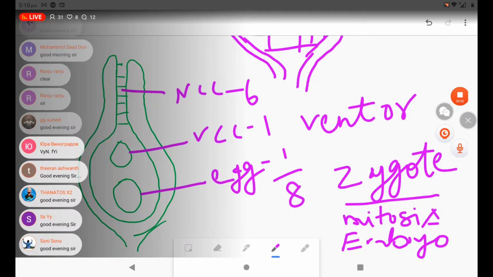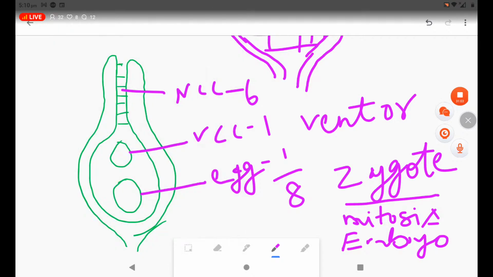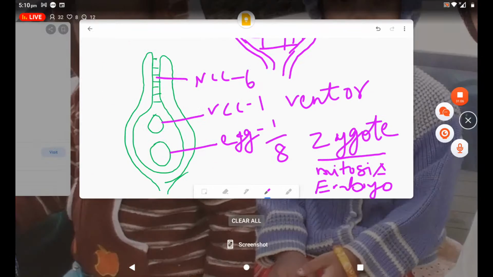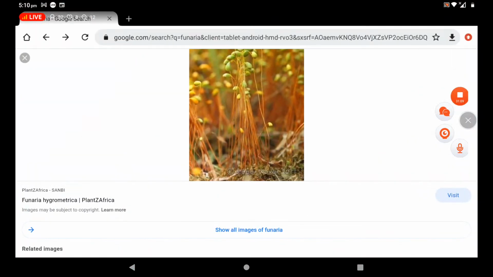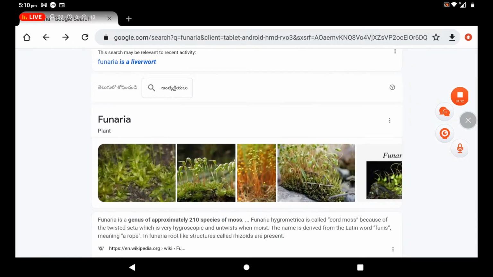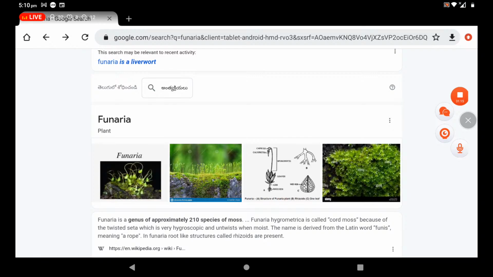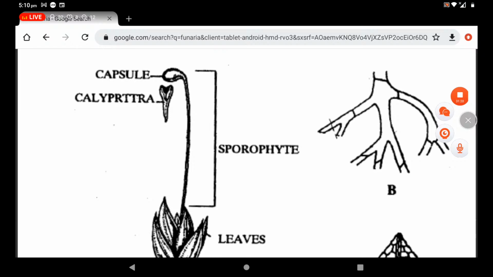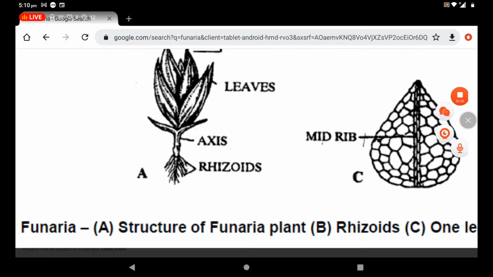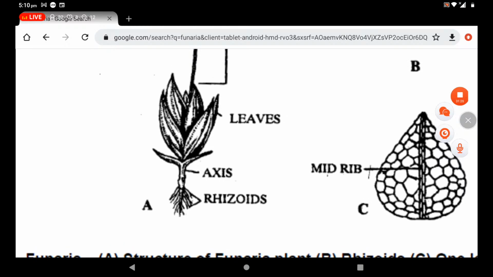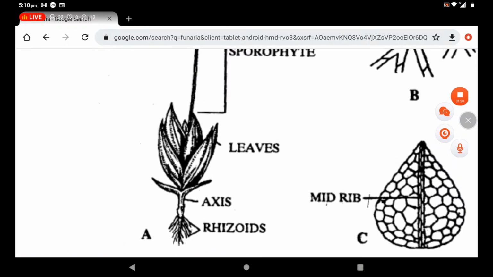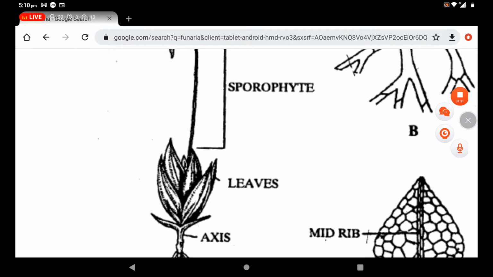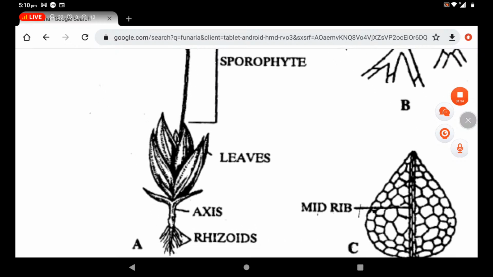The gametophyte of masses is called gametophore. The answer is gametophore. The diagram is also shown, but I got no reply. So gametophore, we showed this diagram also here. So in Funaria, it is called gametophore. Just observe here. Here we get a very clear structure. So rhizoids, then the axis, which is called cauloid. Again, leaves, not true leaves, leaf-like structures, are called phylloids.